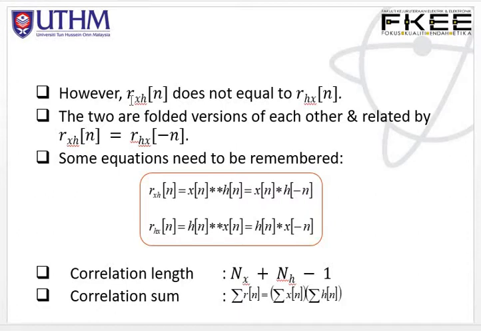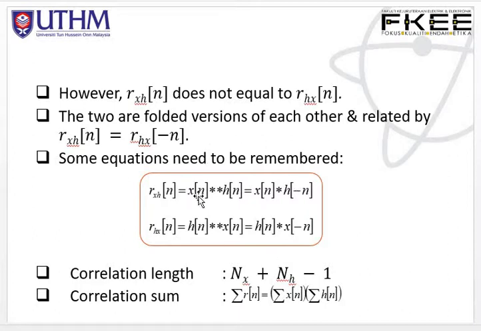Just now we talked about the correlation of x and h, and h and x. But bear in mind that the correlation of x[n] and h[n] is not the same as that of h[n] and x[n], because these two are folded versions of each other. That is related by R_xh[n] equal to R_hx[minus n].